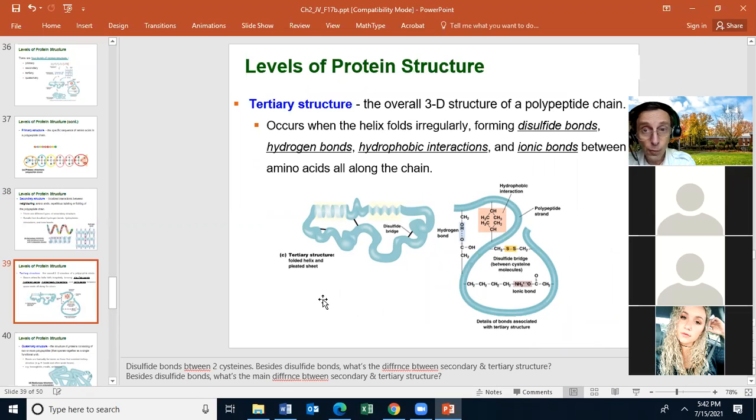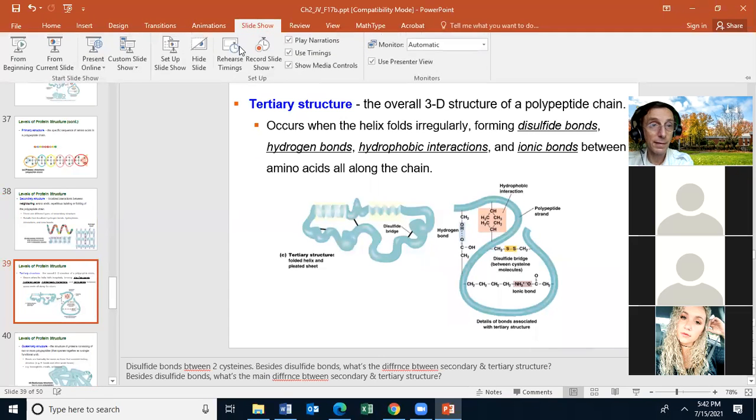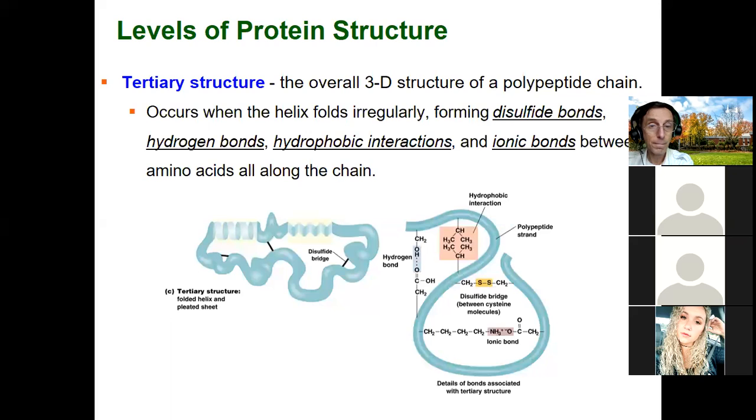But there is one other attractive force that you can find in the tertiary structure, and it's not found anywhere else. And that is the disulfide bridge. Let me blow this up so you can see that better. The amino acid cysteine has a sulfhydryl group on it.